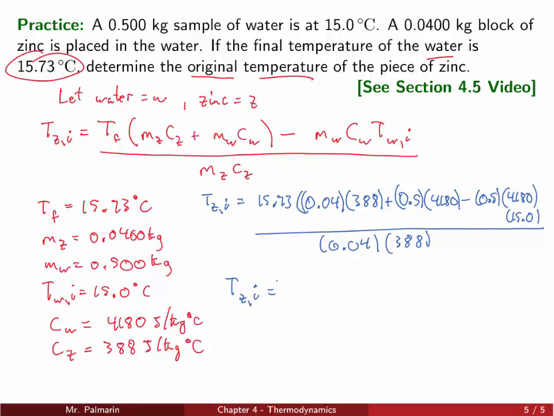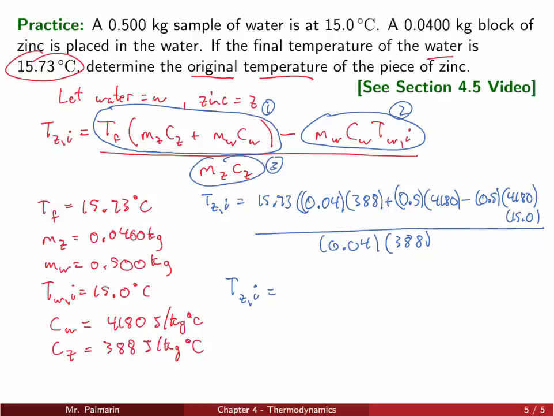However, most people like to compute in chunks. So most people like to compute this first. Write that number down. Don't round it. This second. And then this third. Then they add 1 and 2 and divide that by 3. So 15.73 times 0.04 times 388.